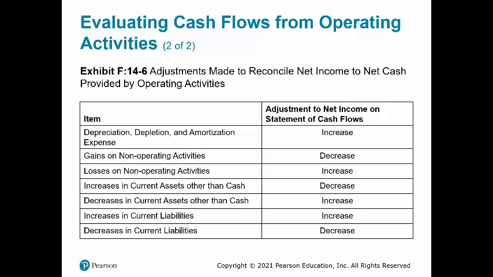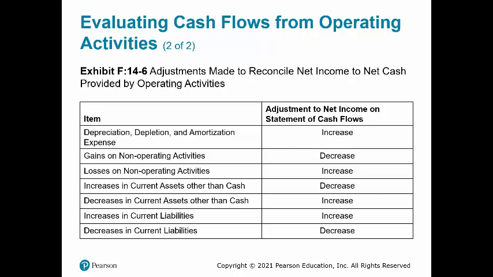Next, we need to subtract any accounting gains from net income. These gains, such as the gain on the sale of the land, are not cash flows that are related to operating activities, so they need to be eliminated from net income or they'll be counted twice. Add accounting losses back to net income. These losses, such as a loss on the sale of equipment, are not cash flows that are related to operating activities, so we have to eliminate their effects from net income.